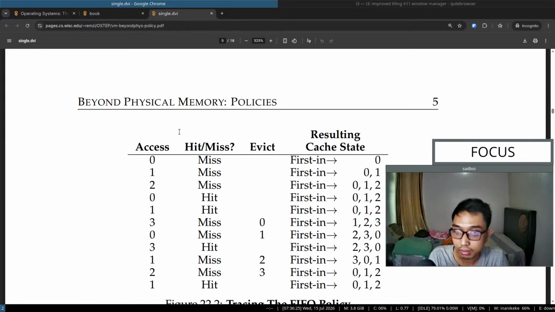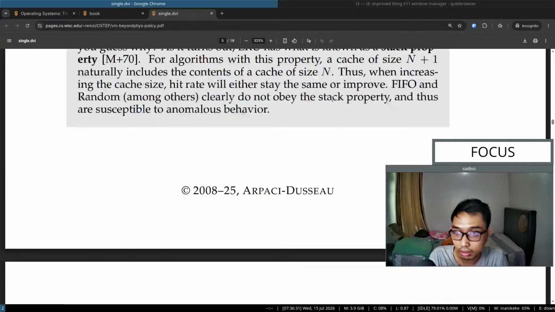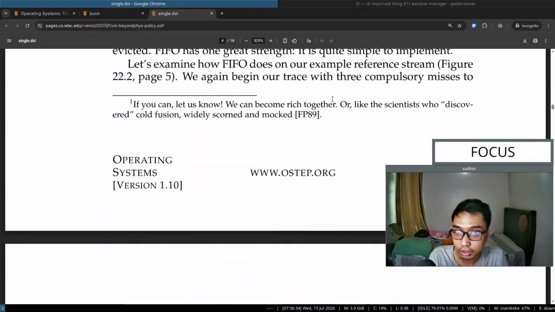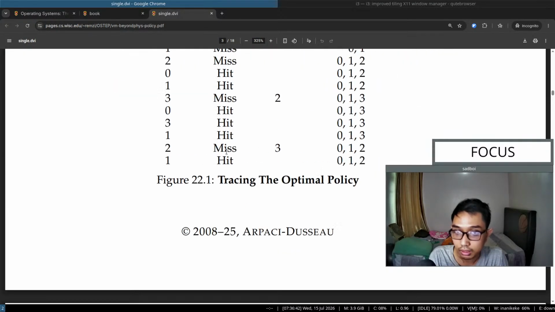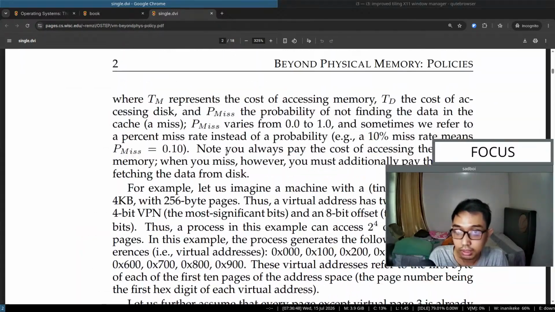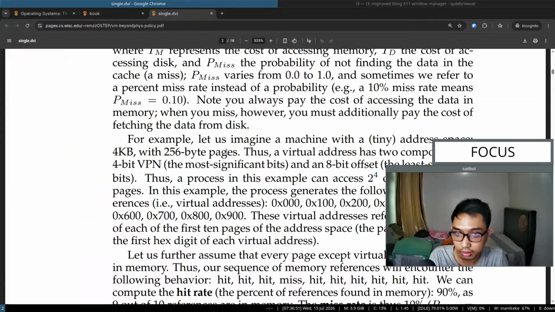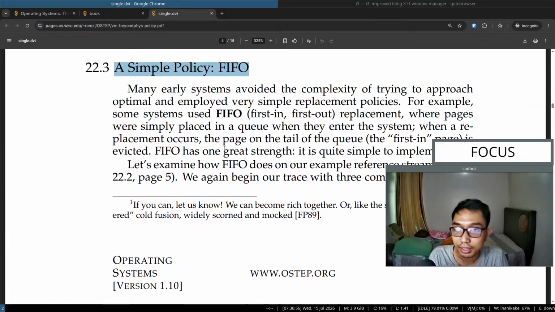Alright, so, oh, there's Belady's anomaly. Okay. Well, let's continue this. A simple policy: first in, first out. Did I miss something? I don't think so. Let's continue this section, a simple policy, FIFO or first in, first out, in the next session.